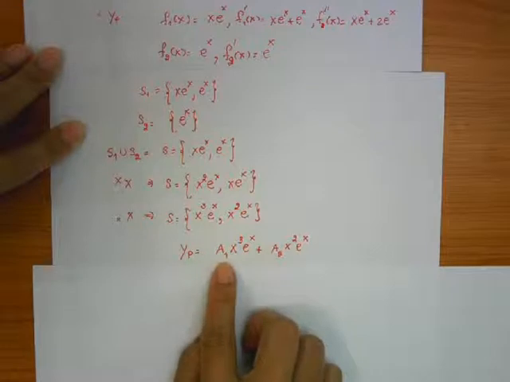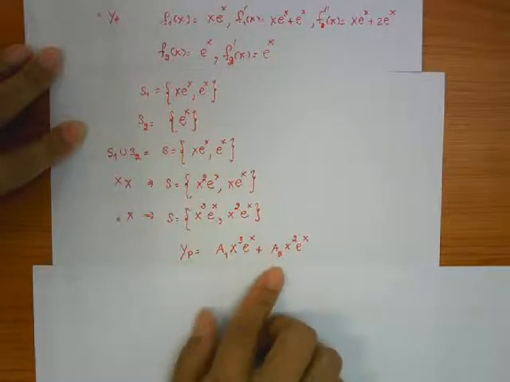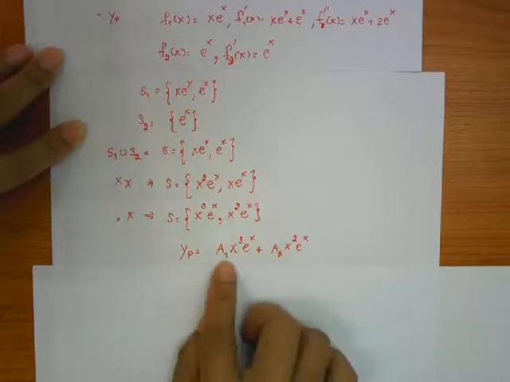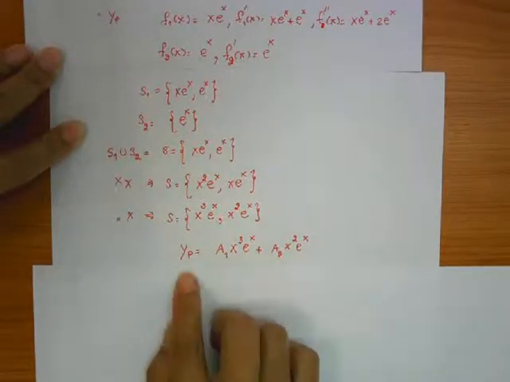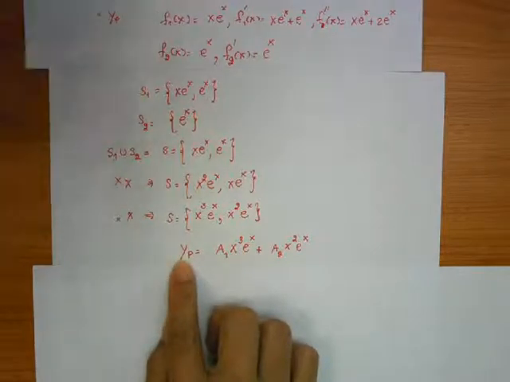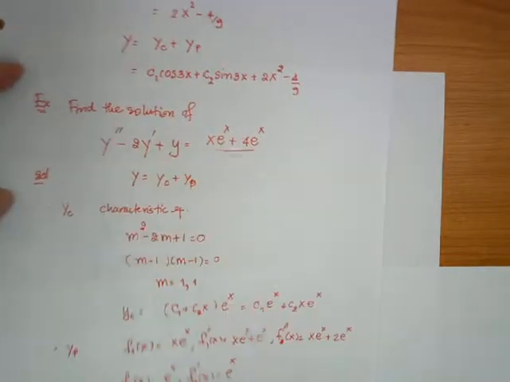And if you can find A1 and A2, then you can find YP. And the way to find A1 and A2, you just plug the value of YP into your differential equation, into this equation, and do comparing the coefficients.